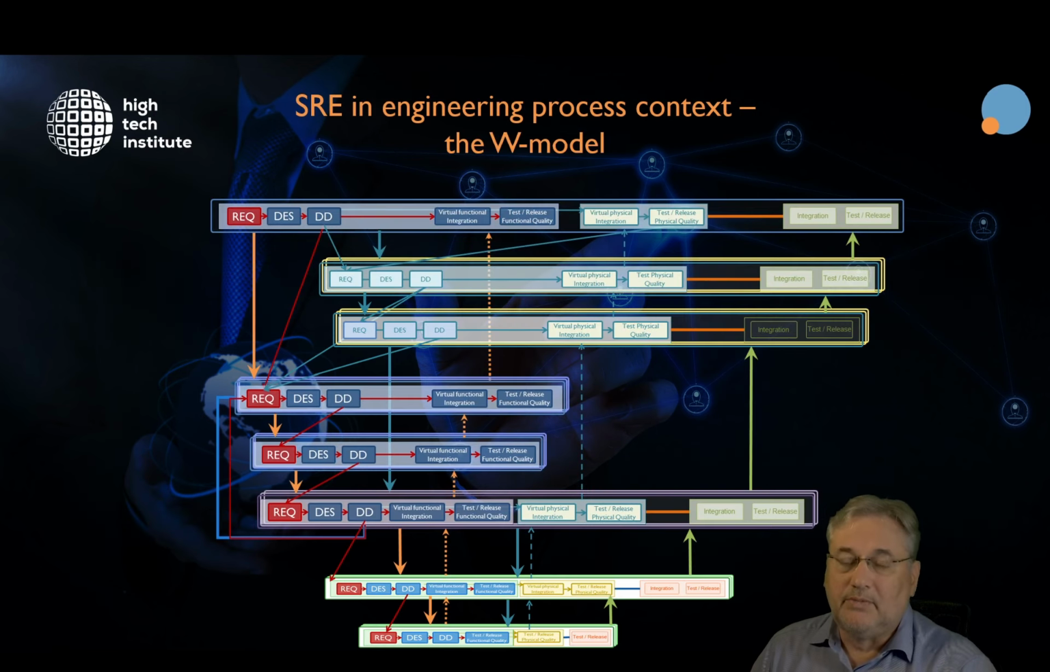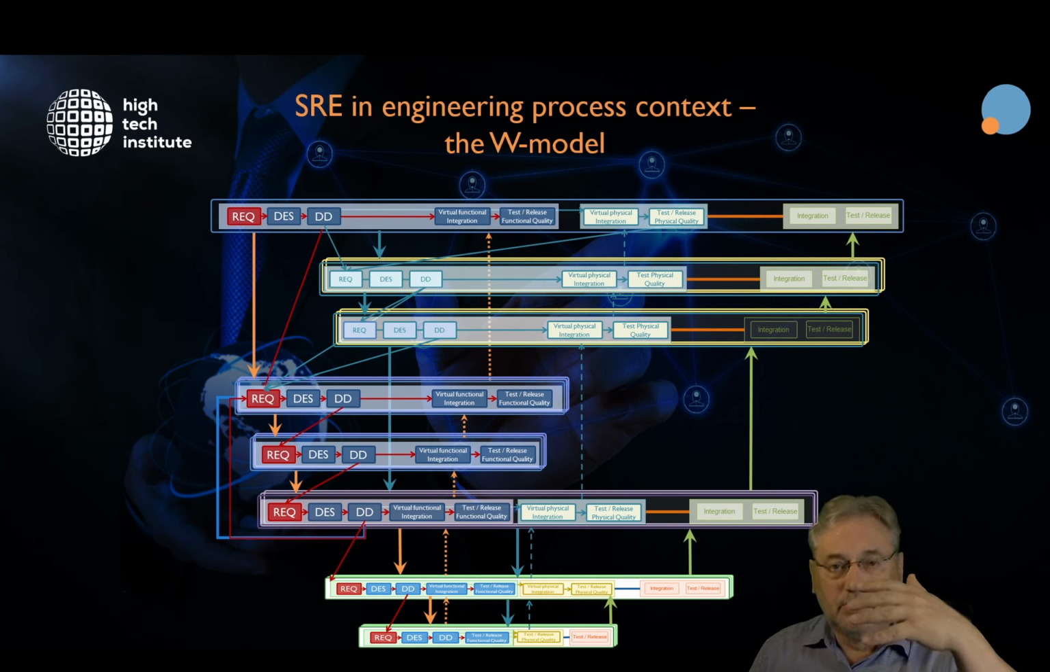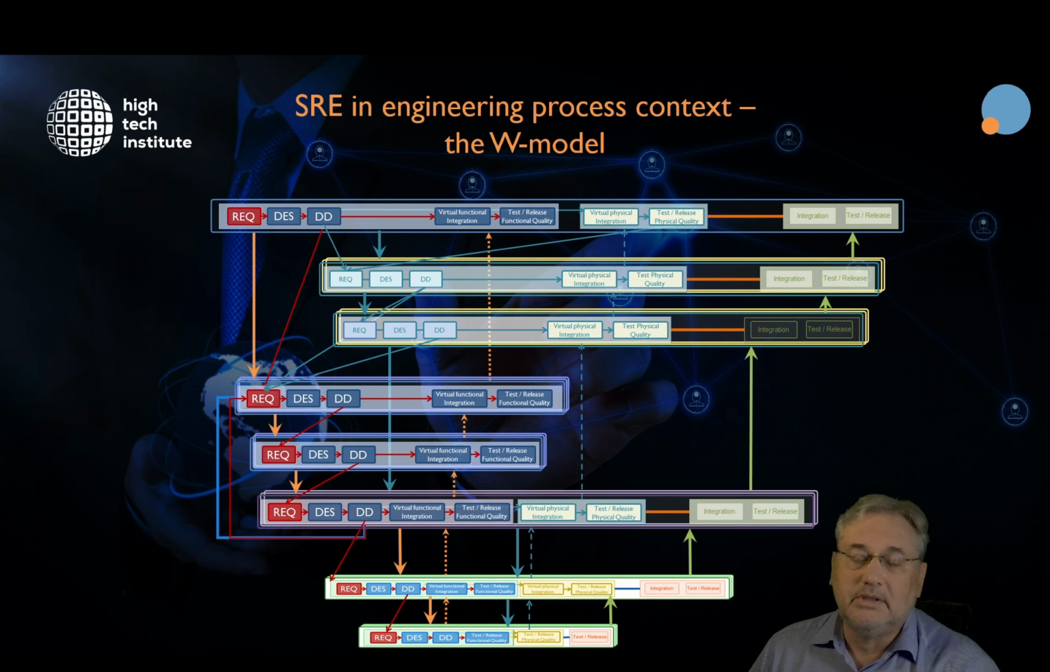Another concept that we will have a look at is the so-called W model. And the W model makes it quite explicit how the system is decomposed into, on the one hand side, the functional decomposition, and on the other hand, the physical decomposition.